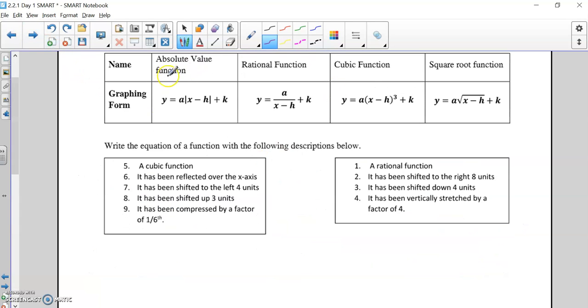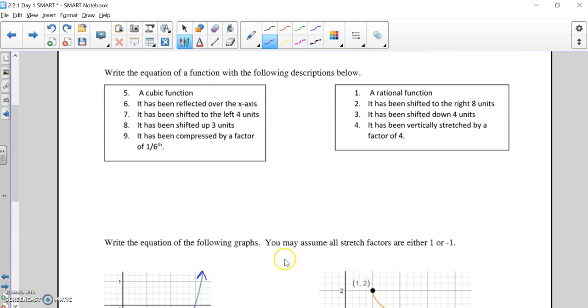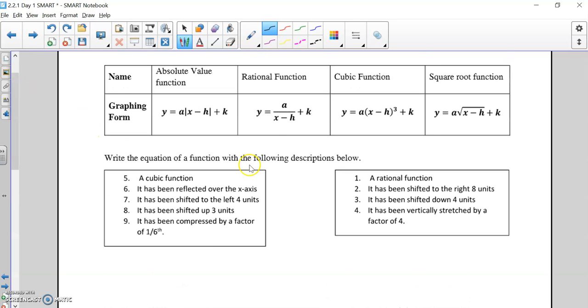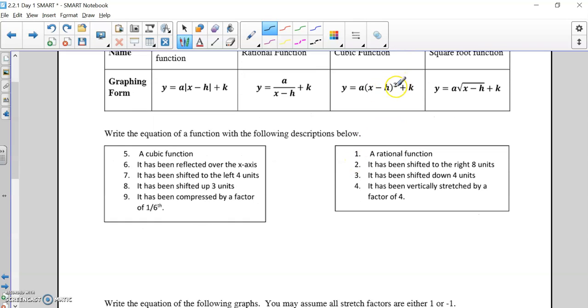All right, so I've put this here at the top just so we can have something to look at while we're doing these problems. So now we're going to go ahead and go backwards. We are given the description and we have to write the equation. So here we have a cubic function, okay? And keep in mind, a cubic function just means that you have a cube there. It literally looks just like the quadratic. Instead of a square, it has a cube there.